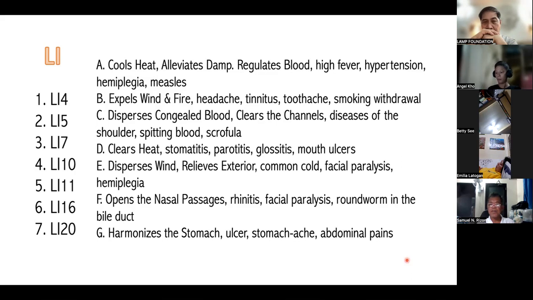LI5, Doc, LI5 is stressed, Ma'am. 451, po. Jing River. Jing River, po. Yon. Kaya maganda siya for expel. Disperse. Yes. Galingan natin mag-Google, ha. Ganito tayo, ha. Like every point that you meet, you need to know what is the special feature.